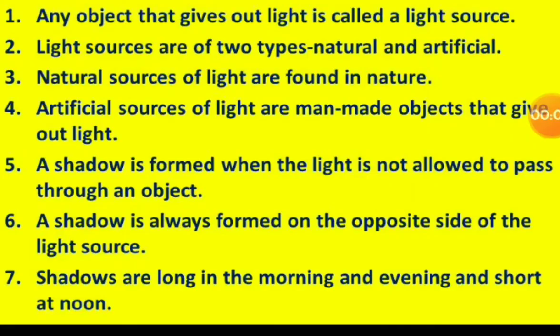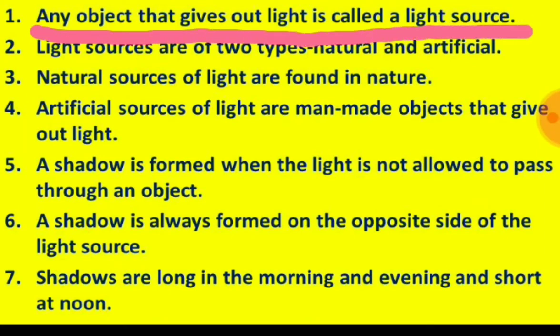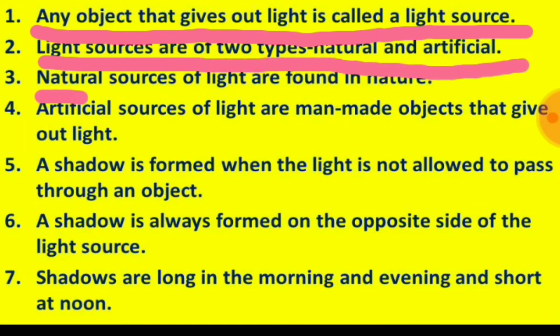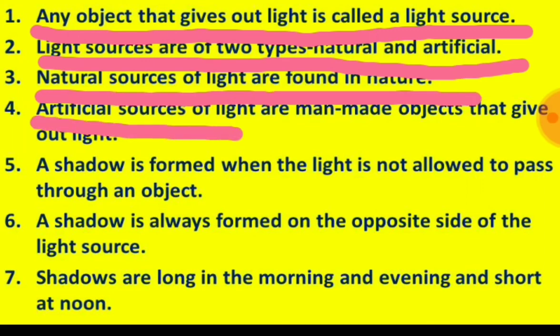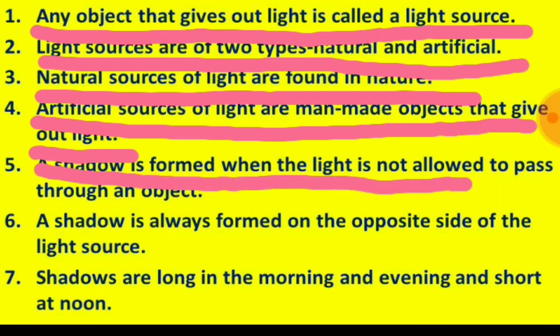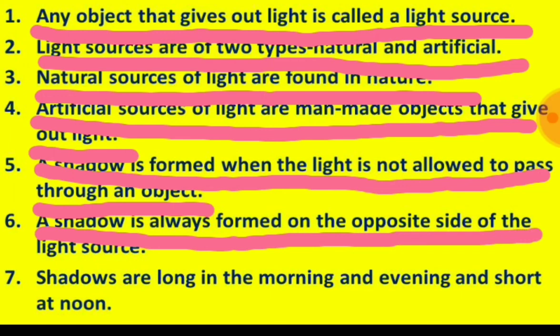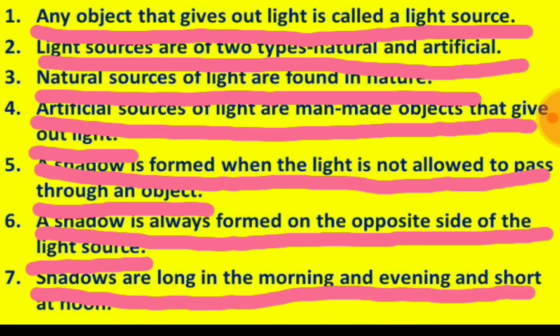So, the summary of the chapter is: any object that gives out light is called a light source. Light sources are of two types, natural and artificial. Natural sources of light are found in nature. Artificial sources of light are man-made objects that give out light. A shadow is formed when the light is not allowed to pass through an object. A shadow is always formed on the opposite side of the light source. Shadows are long in the morning and evening and short at noon.